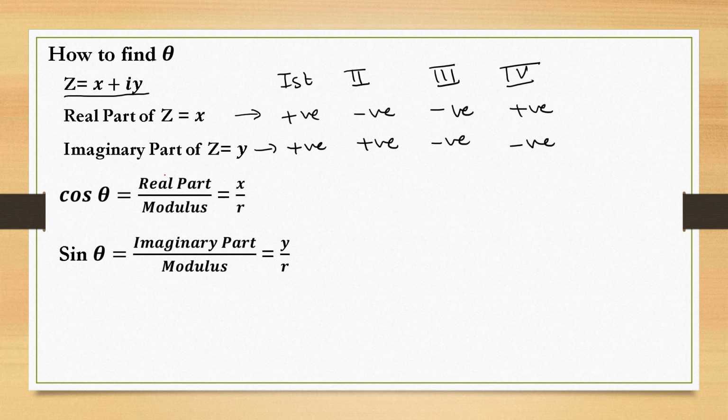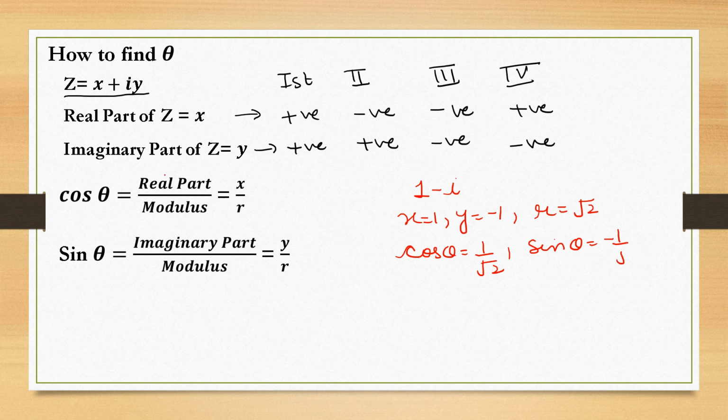So let's understand with an example. We have 1 minus iota. Here I know x is 1 and y is -1, and for this number we have already calculated the r in the last slide. So r is under root 2. So what is your cos theta? Cos theta is 1 by root 2. What is sin theta? Sin theta is -1 by under root 2 because y is -1 and r is under root 2.